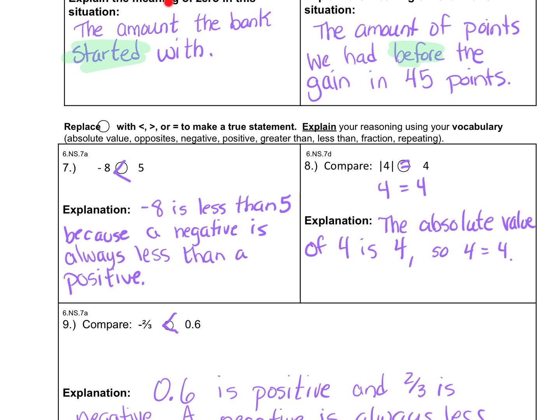And then it says, explain the meaning of 0 in this situation. That's the amount that the bank started with. When you're explaining the meaning of zero, you want the word started or before, something like that, or the beginning.